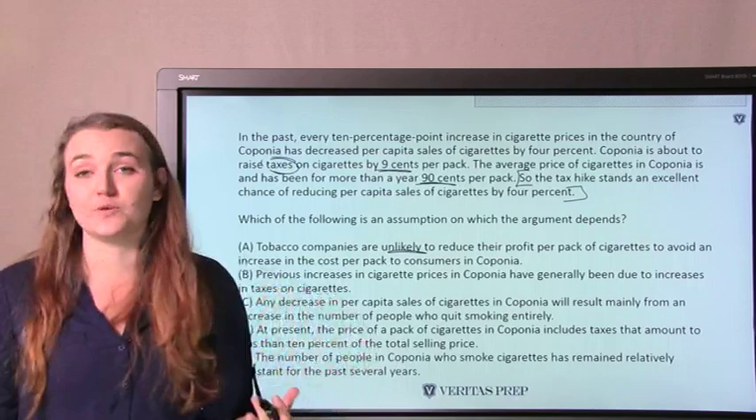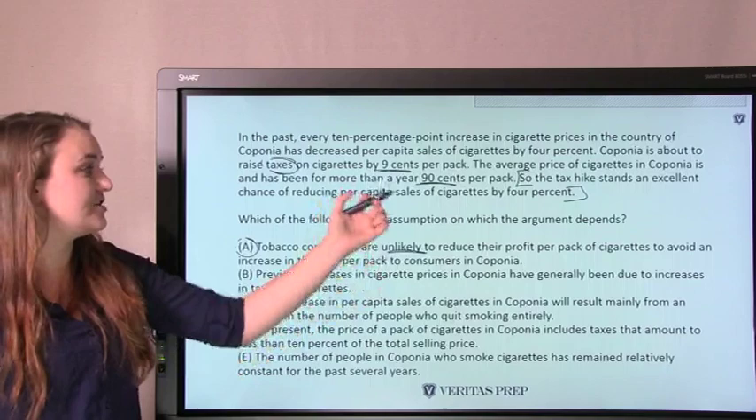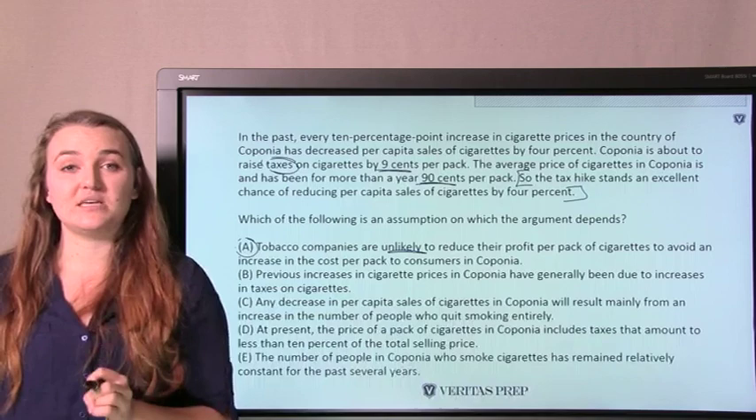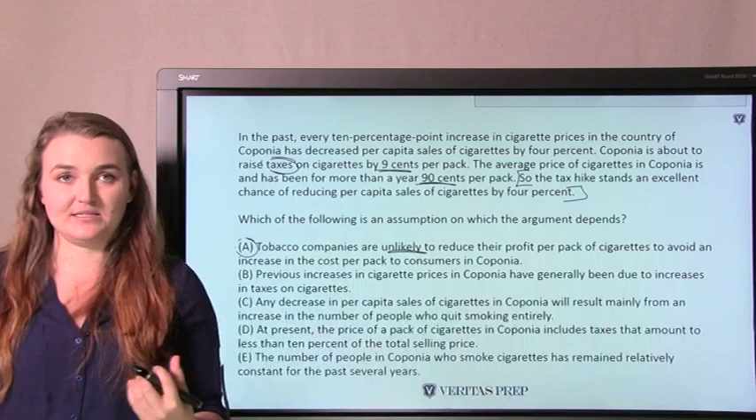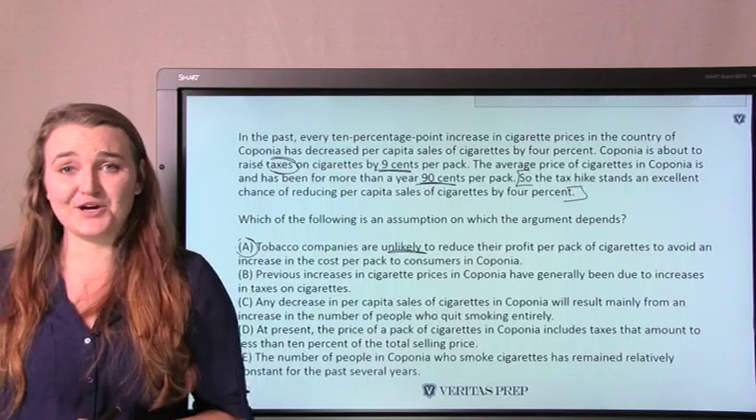So this is telling me that when we raise taxes by 9 cents, that's going to be reflected in these consumers, who will thus be expected to reduce their sales by 4%. And it is the only answer among these answer choices that must be true in order for the argument to make sense, that must be true in order to logically move from the evidence that's been cited to the conclusion we're drawing on the basis of that evidence. That's exactly right.